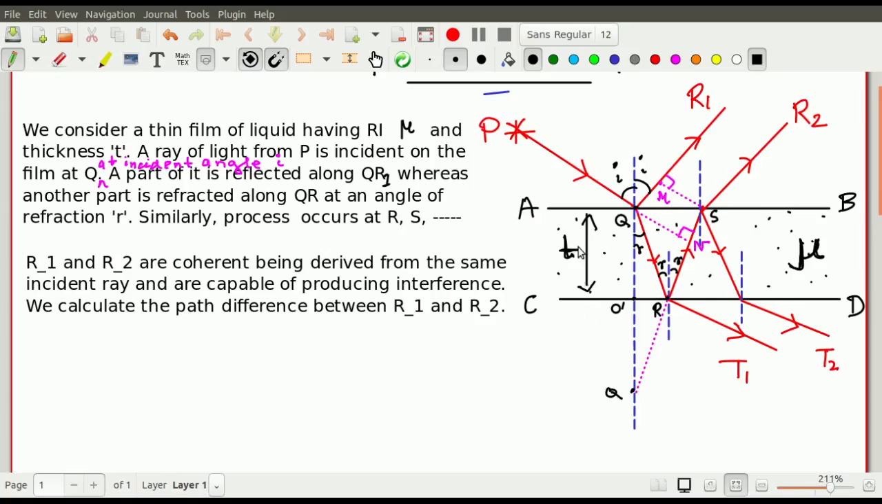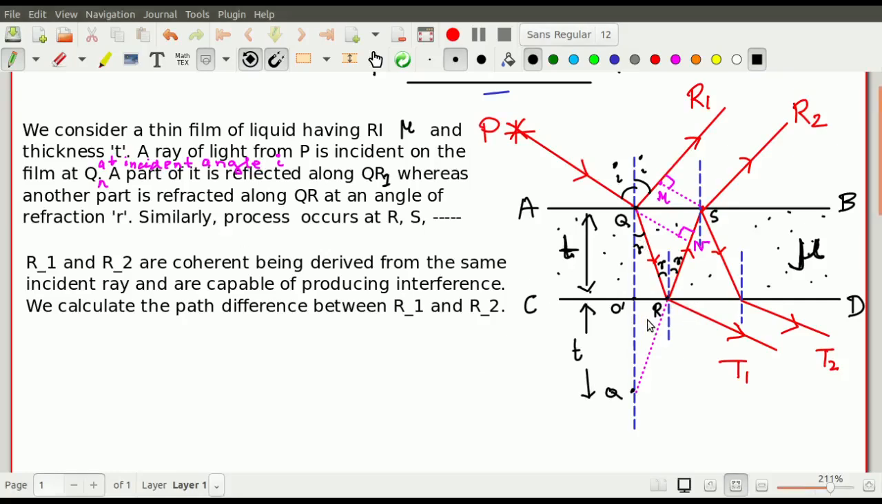So T, the thickness, we have shown here, and definitely this one will also come out to be T by geometrical construction. According to geometrical construction, this place will also be T. So this one will also be a T. Okay, so why is this T? That you should understand properly.